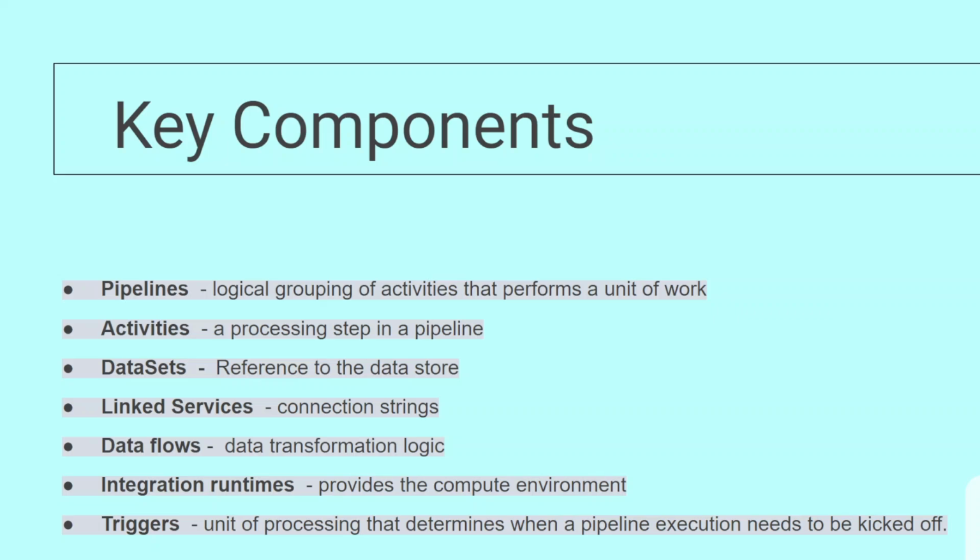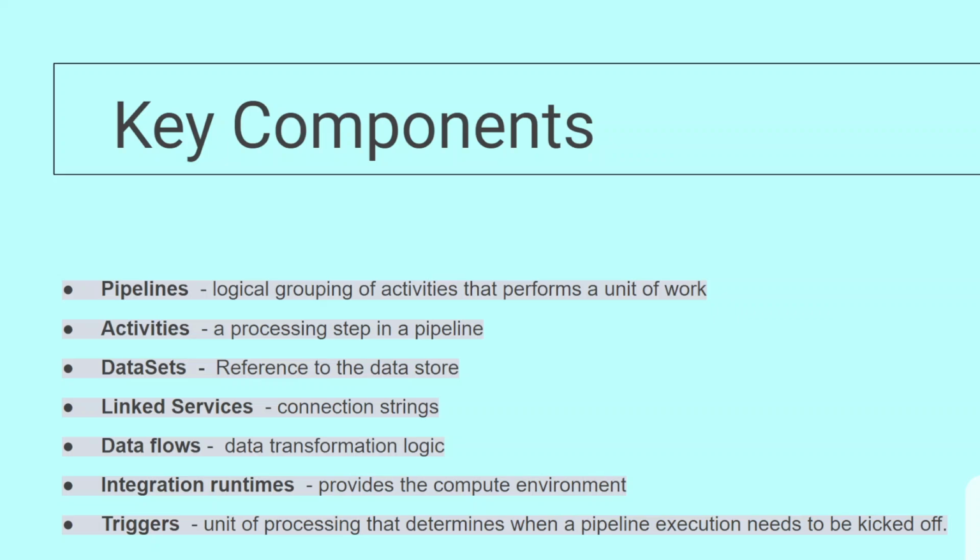And activities. Activities are each processing step that is performed inside the pipeline. Let's say you extract the data using one of the components. That is an activity. And you perform multiple transformations. Each one of them is an activity, a processing step. Dataset. Datasets are nothing but a reference to the data stores. So it could be blob storage or it could be a SQL database. It could be anything.